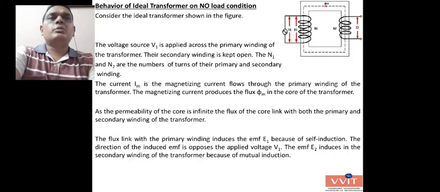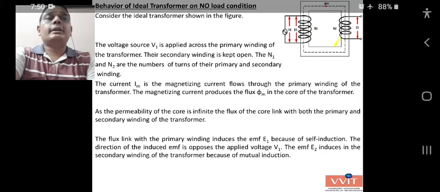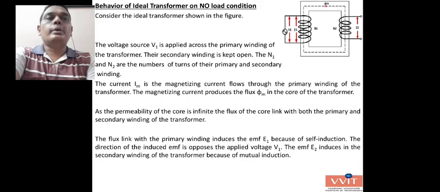Behavior of an ideal transformer on no load condition. Consider an ideal transformer as shown in the figure. This is the figure. We are considering an ideal transformer. The voltage source V1 is applied to the primary winding of the transformer. We are applying a voltage V1 here, and here we have N1 number of turns. The secondary winding is kept open. Here the secondary is kept open.